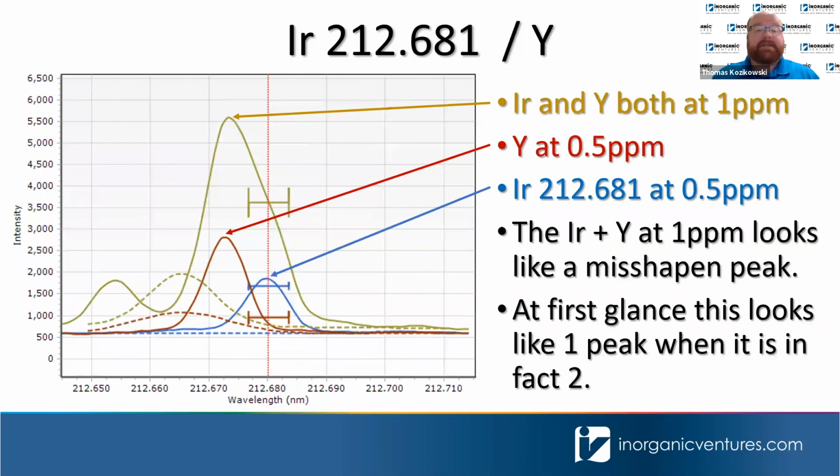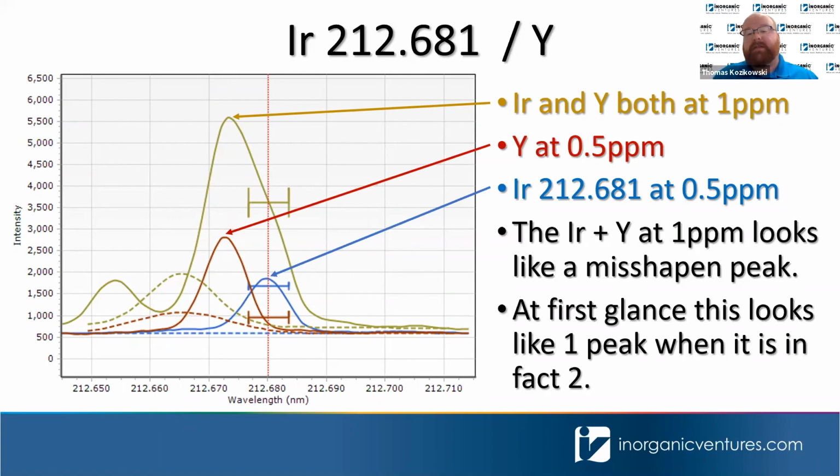So this is what this looks like with iridium and yttrium both at 1 ppm. That's this yellow gold line. It is one peak, but in fact, it's a shoulder peak. So there's really two peaks there, but your instrument's going to think it's one, and you're going to think it's one if you're just looking at it at first glance without running single element standards. So this is where you really have to dig into interferences to understand what's going on.